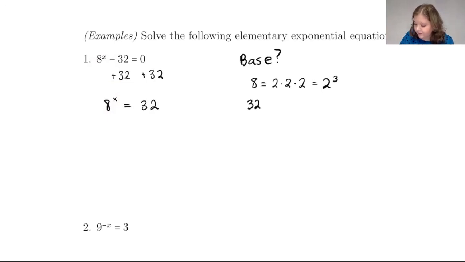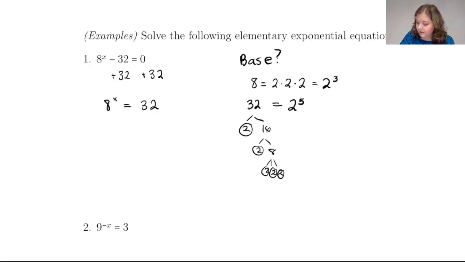So I'm going to factor 32. If we divide by 2, we get 2 and 16. And then we can divide 16 by 2. We get 2 and 8. And then 8 is 2 times 2 times 2. And so in the end, we'll have 1, 2, 3, 4, 5 2's there. So 32 is 2 to the 5th power.